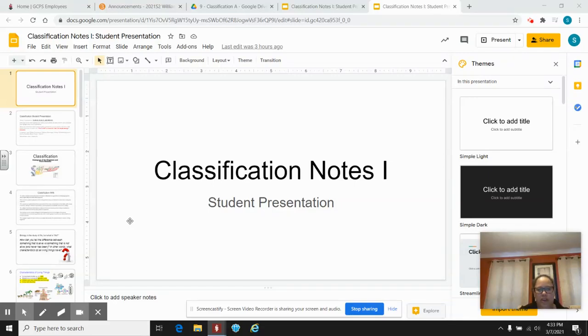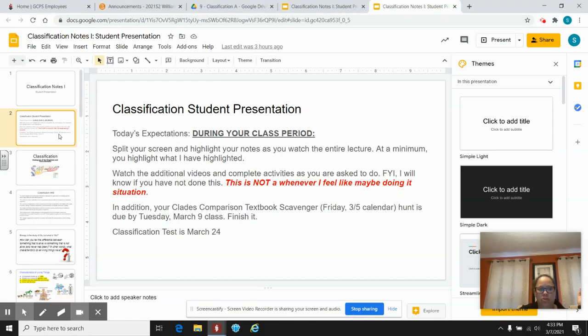This is the classification notes part 1 student presentation. You obviously have already made a copy of your classification notes, and you should have a split screen so that you can annotate, and at a minimum you are highlighting what I have highlighted.